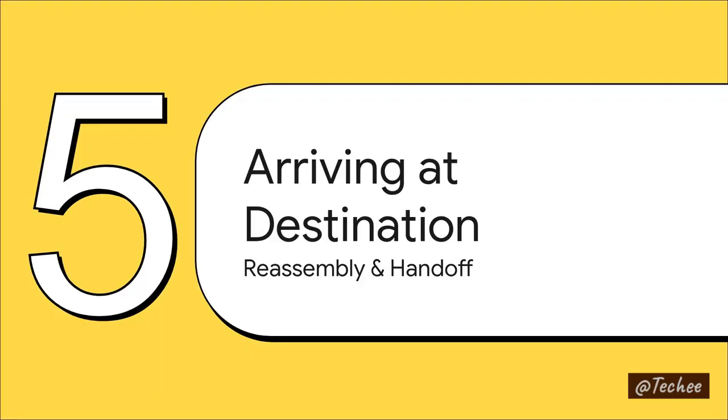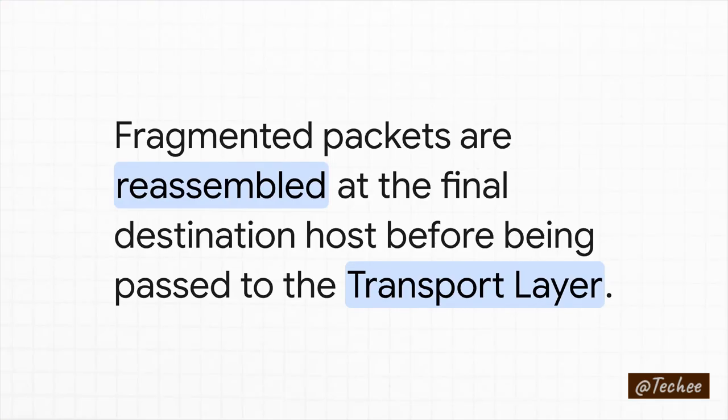All right, so after successfully navigating the entire internet, our packet finally arrives at its destination network. The journey's almost over. At the destination computer, all those fragments are put back together into the original datagram. Then, the network layer does its last job. It strips off the IP header and passes the nice clean data up to the transport layer, layer 4. And that's it. Its job is done.